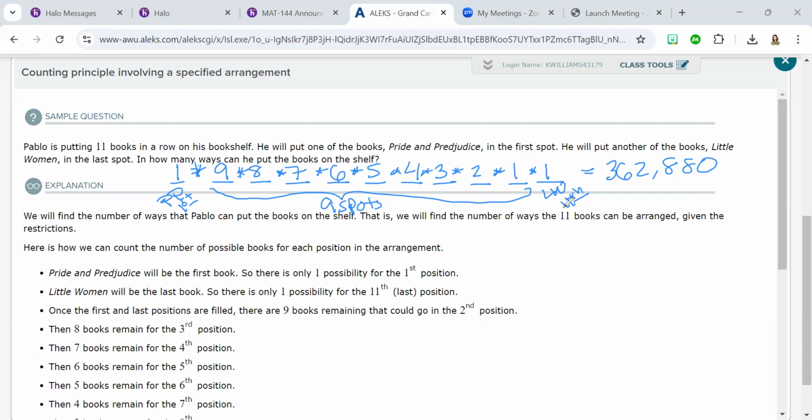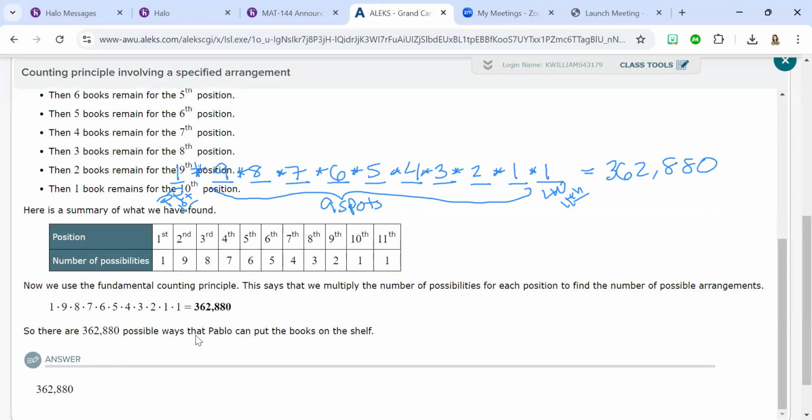And then let's go ahead and double check that with the answer in ALEKS. There's the answer in ALEKS, so they got the same thing. And if you look at the explanation in ALEKS, you can see here in this table, this is where they are doing what I'm doing, but they're doing it in a table. I draw out lines instead of doing a table. So it's whichever way is going to work best for you.